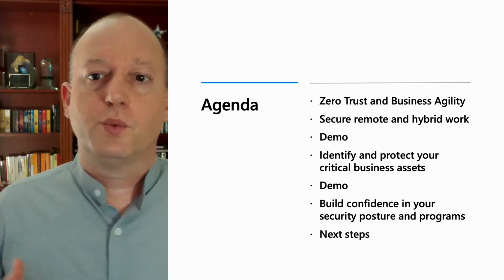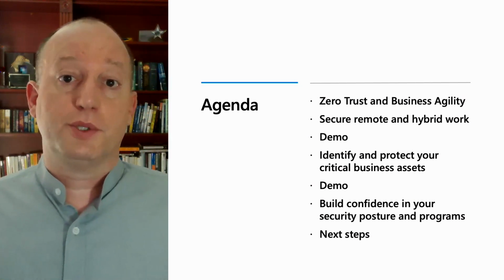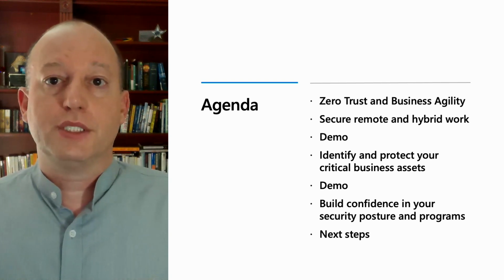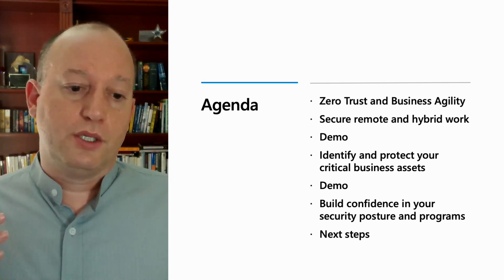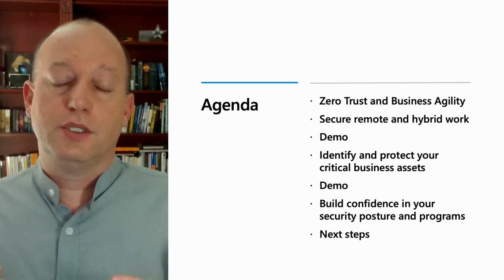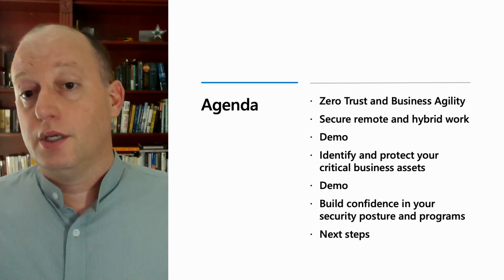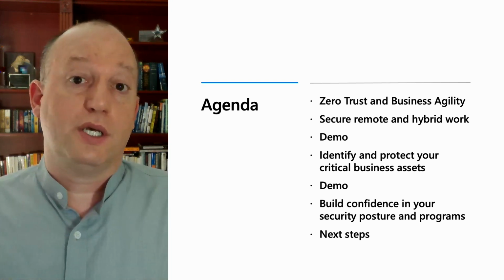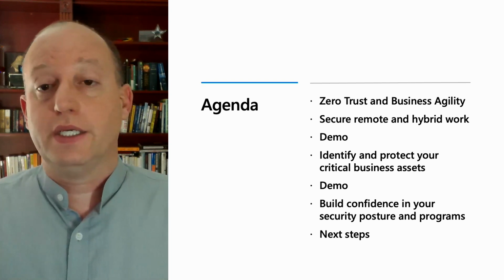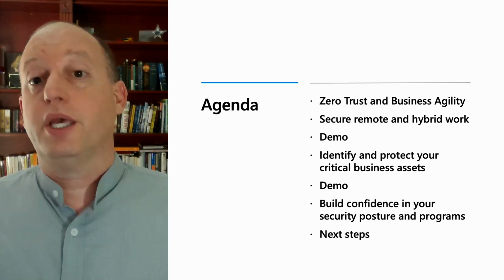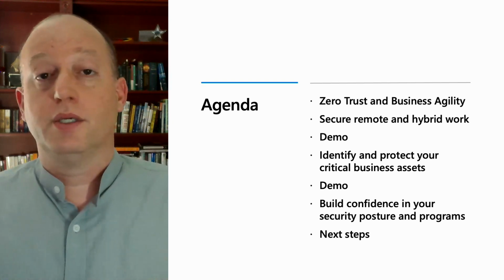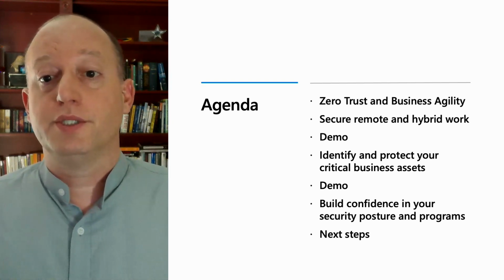We're going to start off with a little bit about Zero Trust and the principles and what it is, and then we're going to talk about how it supports business agility. After that, we're going to get into three key scenarios. It's important to remember that Zero Trust has a lot of benefits and supports a lot of scenarios, but we're going to focus on three today and show you some demonstrations of how those actually come to life with Microsoft capabilities.